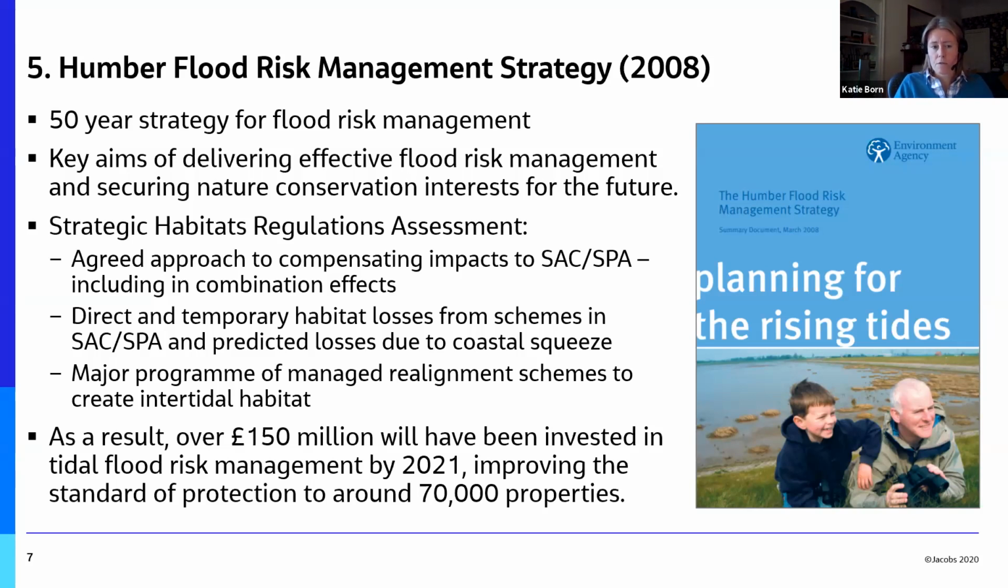There was also a review of the potential in combination effects that could be created from other projects, particularly the ports projects, but also the program of works itself around the estuary. And as a result of that, they created a major program of habitat creation for compensatory habitat reasons to generate large areas of intertidal habitat through managed realignment. And also, as a result of this large-scale flood risk management strategy, by 2021, it will have improved the standard of flood protection to around 70,000 properties, and a lot of those major infrastructure assets that we talked about earlier.